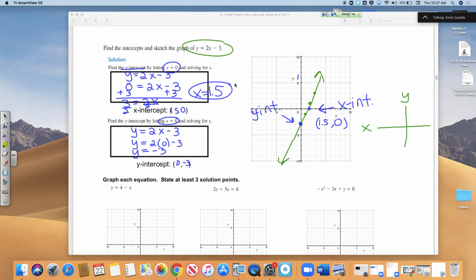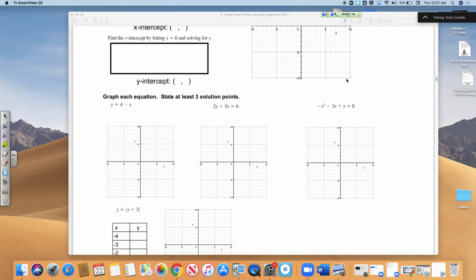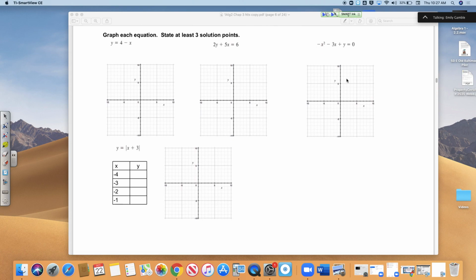Okay, so what I want you guys to do now is try the next 3 equations. Oh, wait, no, this is different again. Sorry, these notes are kind of crazy. So the next section is asking us to graph these equations.